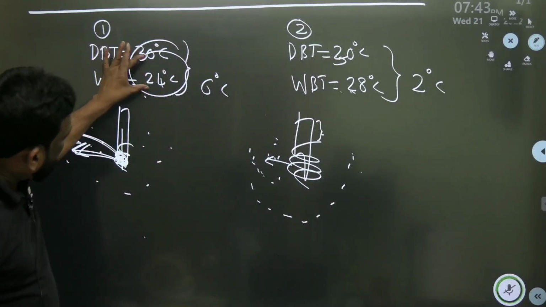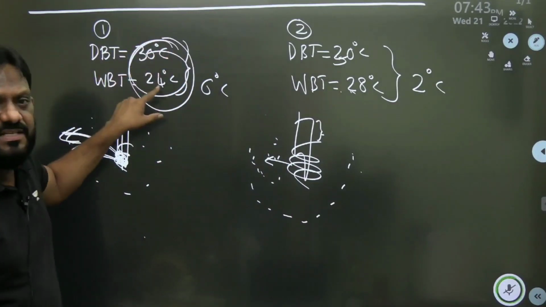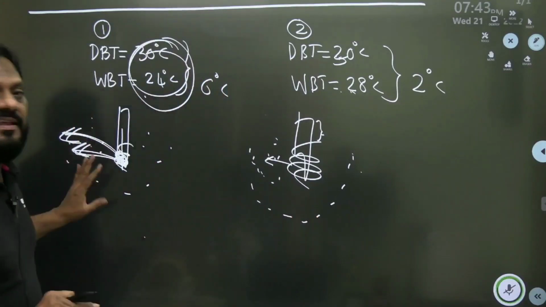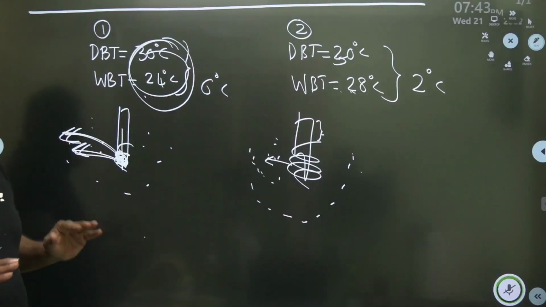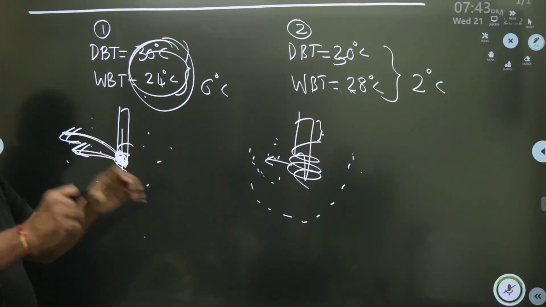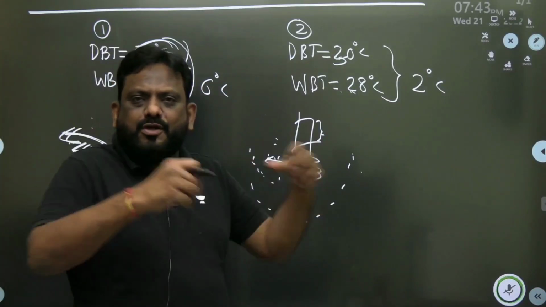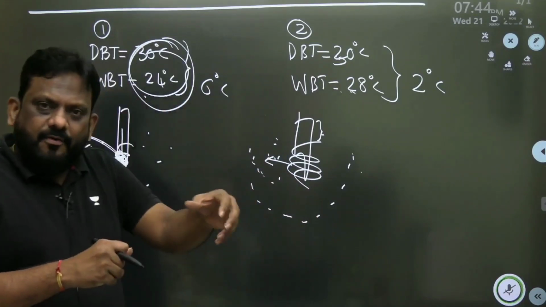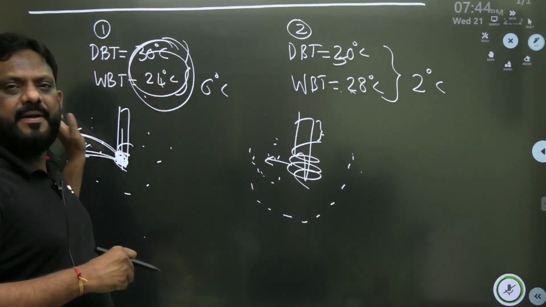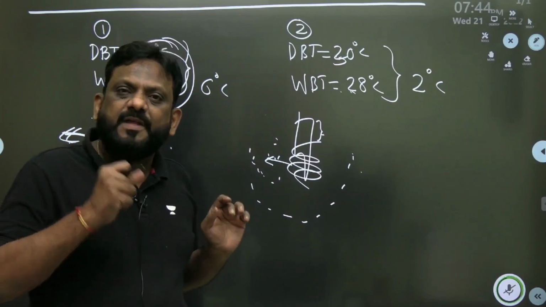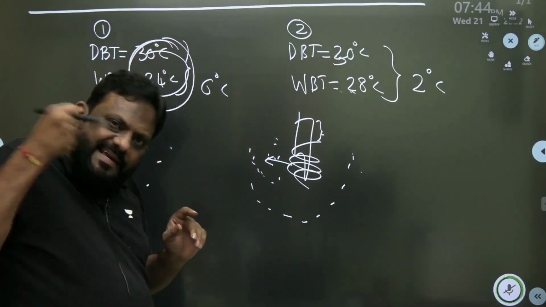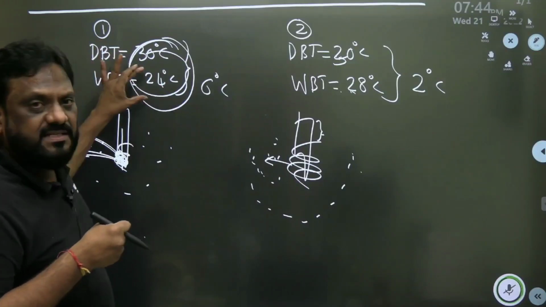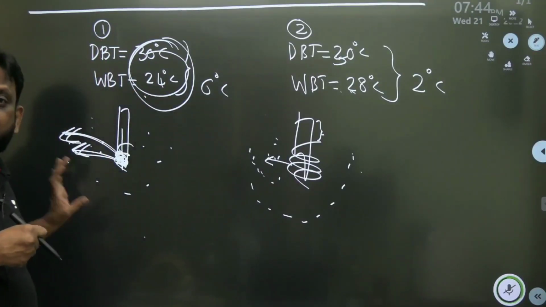So as there is a large drop, when the difference between dry bulb and wet bulb is large, it means the moisture in air is less. That's why it is absorbing more moisture. It has more capability to absorb moisture. When liquid is to be converted into vapor, there has to be latent heat of vaporization. That's why from the wick it is taking heat, and thereby the temperature is dropping. So if the difference is becoming large, it means the moisture content in air is less.